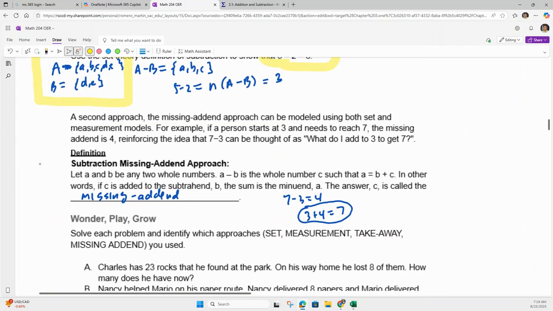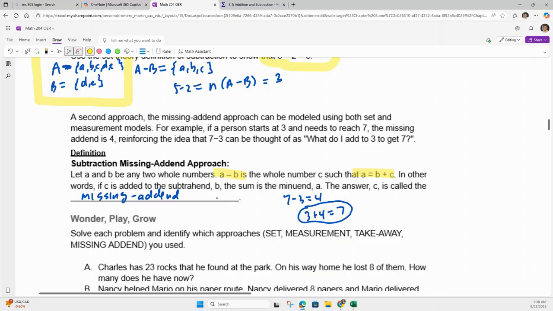Another approach to subtraction is what we call the missing add-in approach. Let A and B be any whole numbers. A minus B is the whole number C such that A equals B plus C, meaning we have this relationship between subtraction and addition. That's the official language there, but the answer C is called the missing add-in.